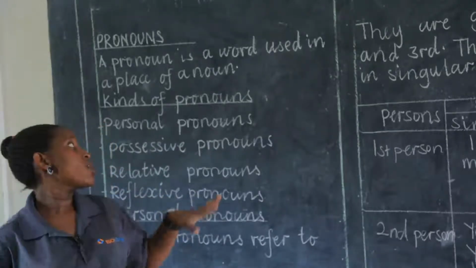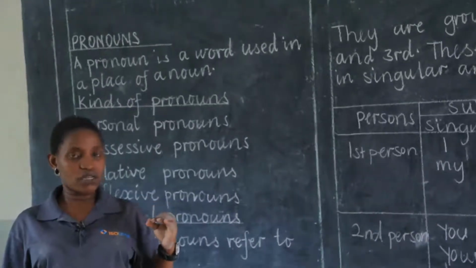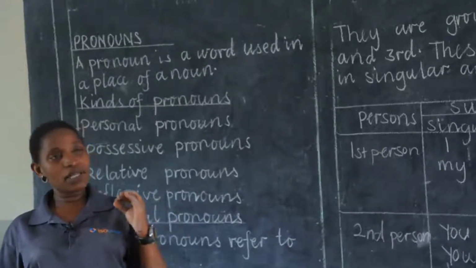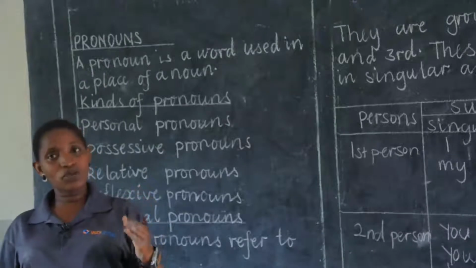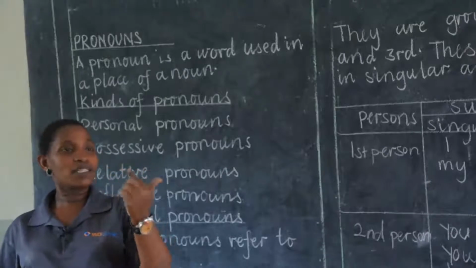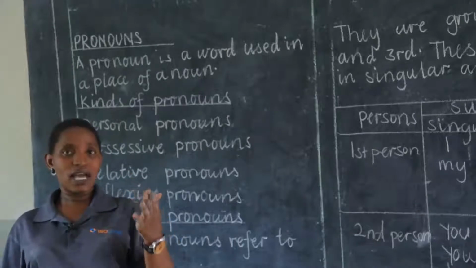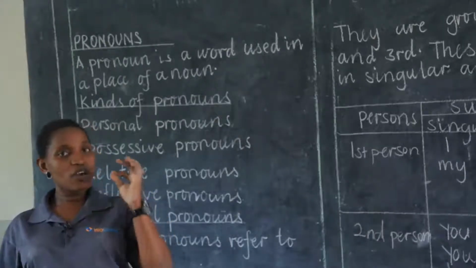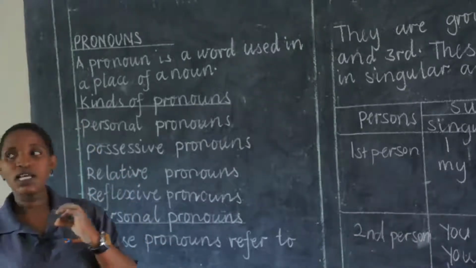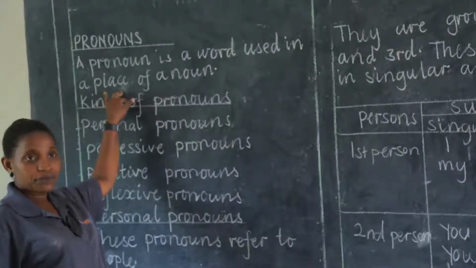In most cases, we use pronouns in order to avoid repetition. When you say Peter is going to school, and you want to repeat Peter, in English it will be very awkward to say Peter in the same sentence. So we shall look for another word to replace Peter, and that word we shall put in the position of Peter. Now it will be a pronoun.